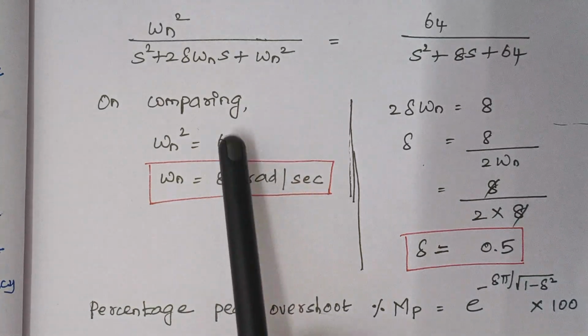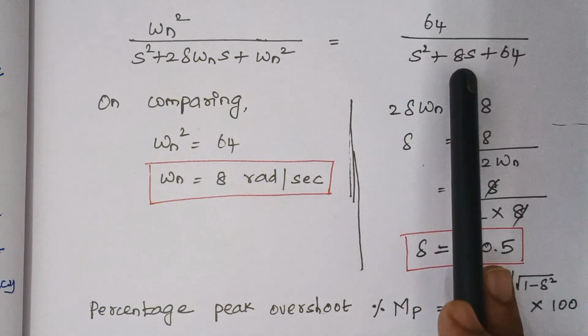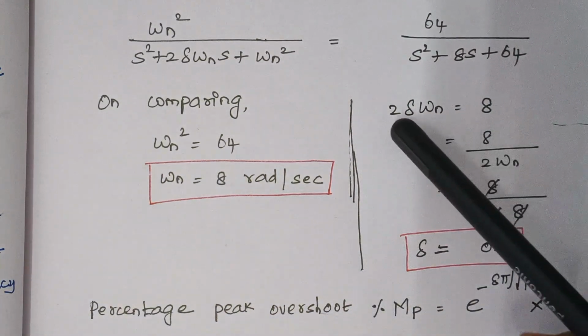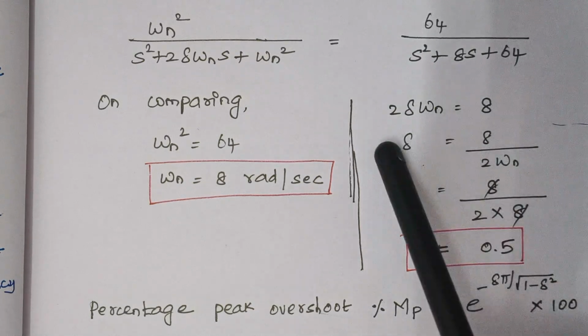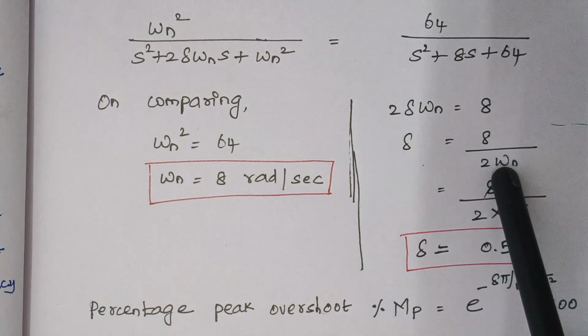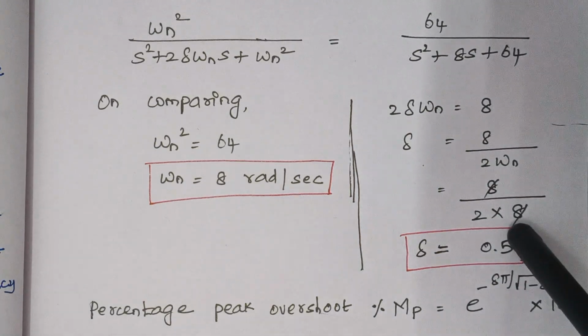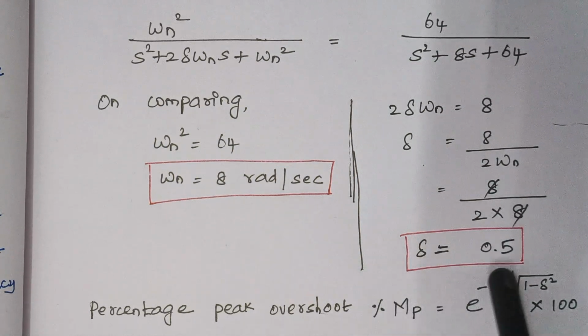And the next thing, comparing the coefficient of s. So 2 zeta omega n is equal to 8 here. So just substitute the values here. Here we know the value of omega n. So zeta is equal to 8 by 2 into omega n, where omega n occupies the denominator part. In the next step, just substitute the value of omega n. Here 8 and 8 cancel each other, and finally the value of zeta is equal to 0.5 here.